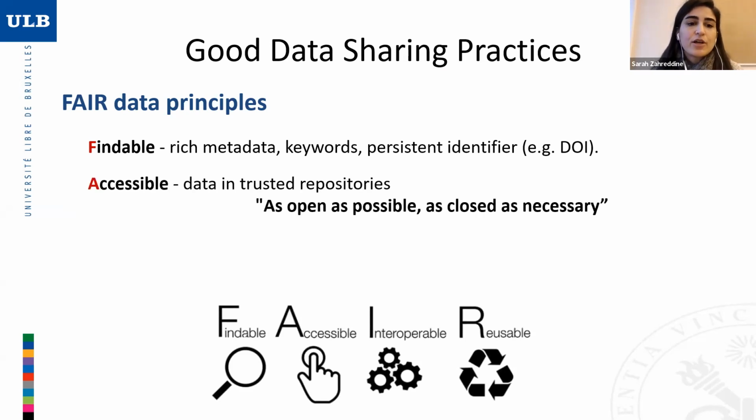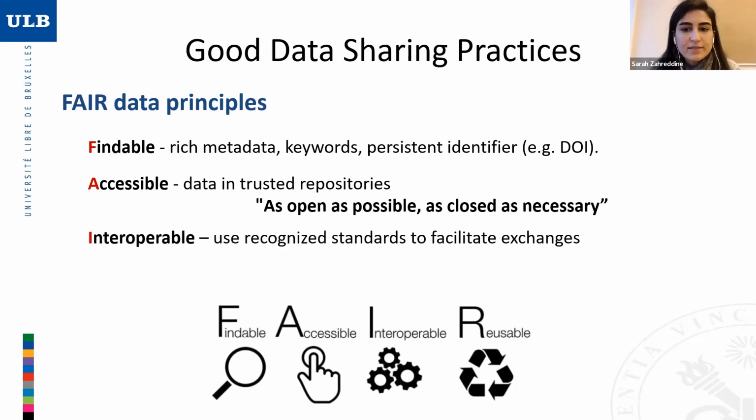By accessible, we mean that the data should be deposited in a trusted repository and be retrievable by their DOI. And in addition, access restrictions and conditions should be clear, and metadata should be available even if the data itself is not accessible. And by making data accessible, it doesn't mean that you are making data open to anyone. You can choose who can have access and under what conditions.